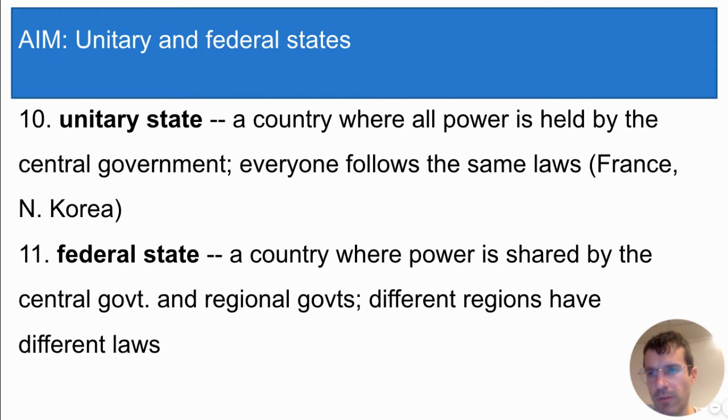In other words, the different regions are under the power of the central government, but they also get to make some decisions themselves. Another way of thinking about this is that in federal states, some laws apply to all citizens, while other laws only apply to the people that live in a certain region.